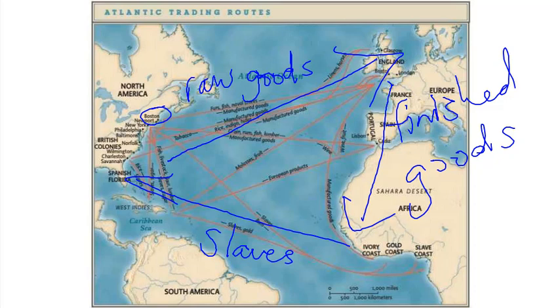Not everything is a singular flow in one direction. The triangle trade is just a good way of describing the general flow of things. But you can see on this map that there are all kinds of goods going in all kinds of directions, and that it is the general flow of things that shapes the triangle.